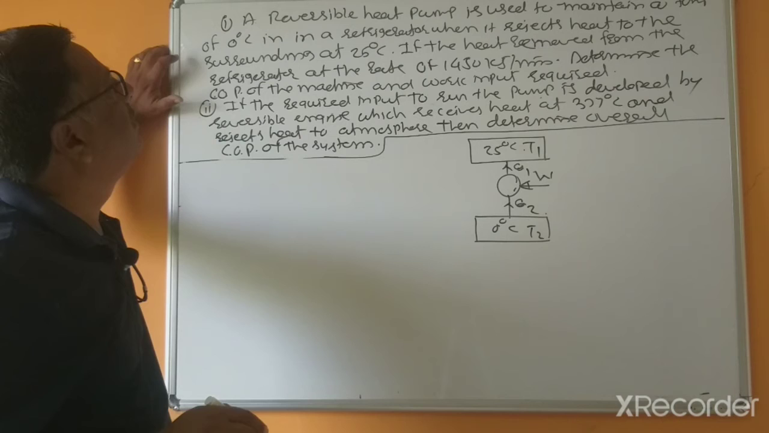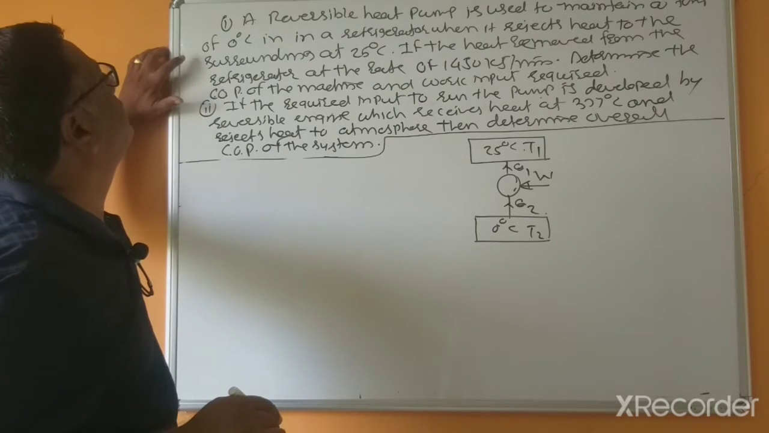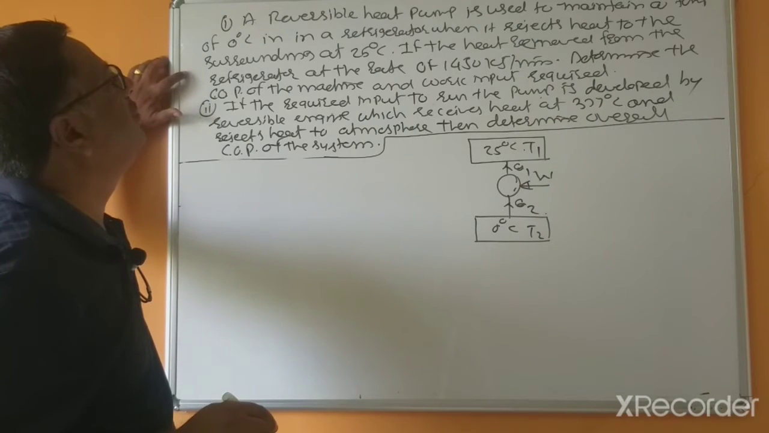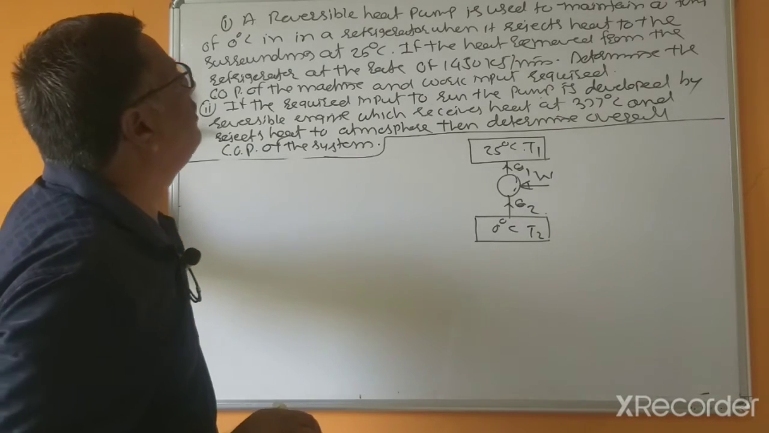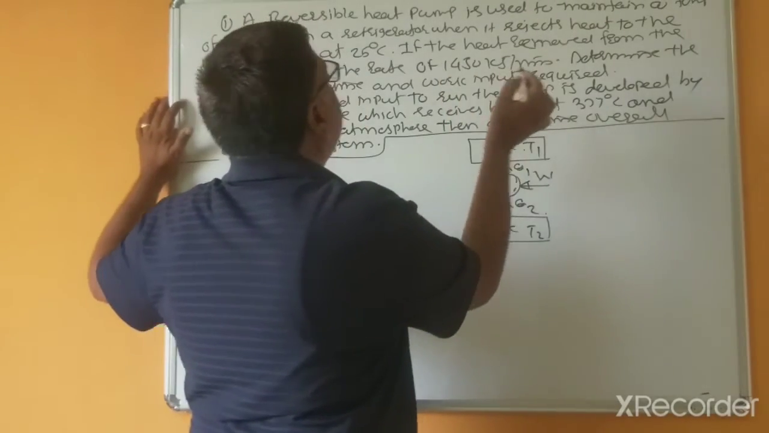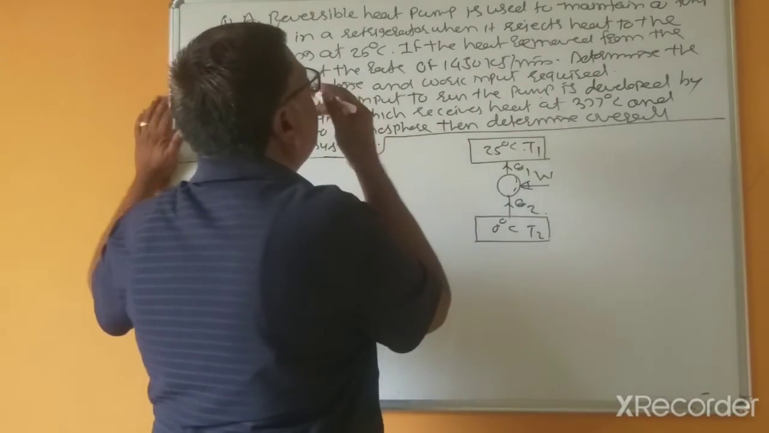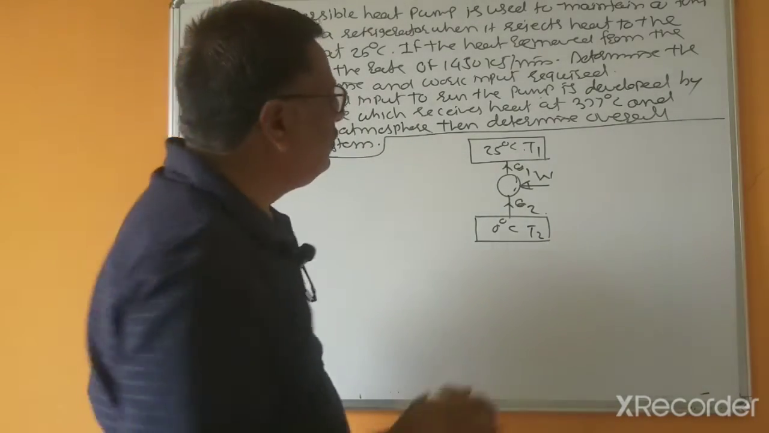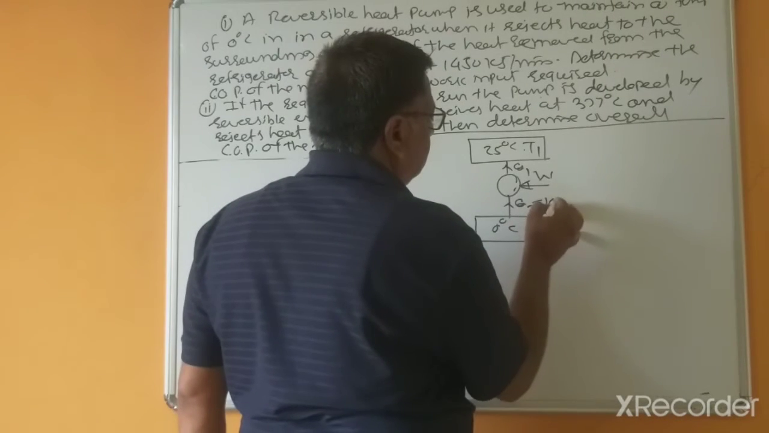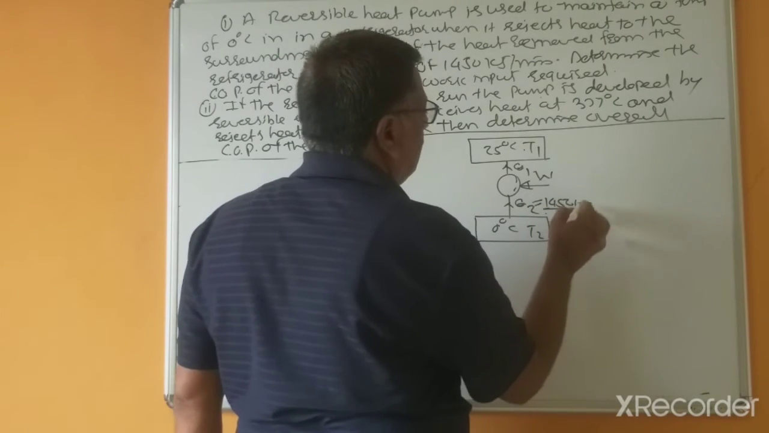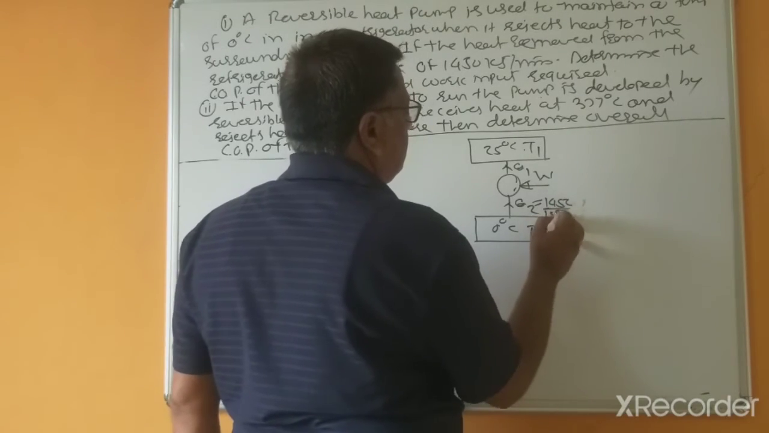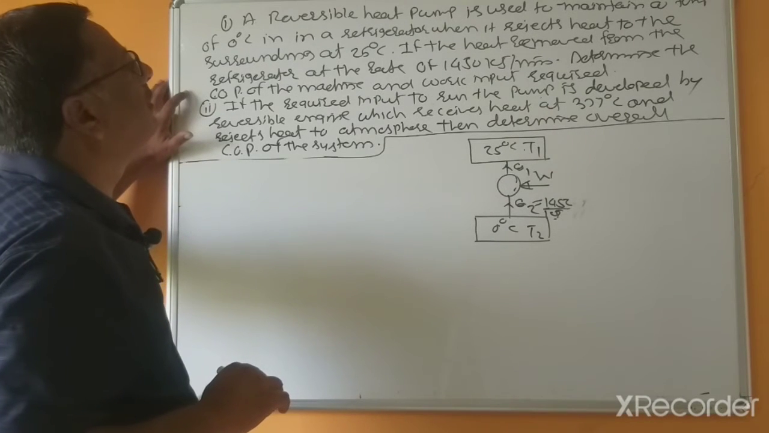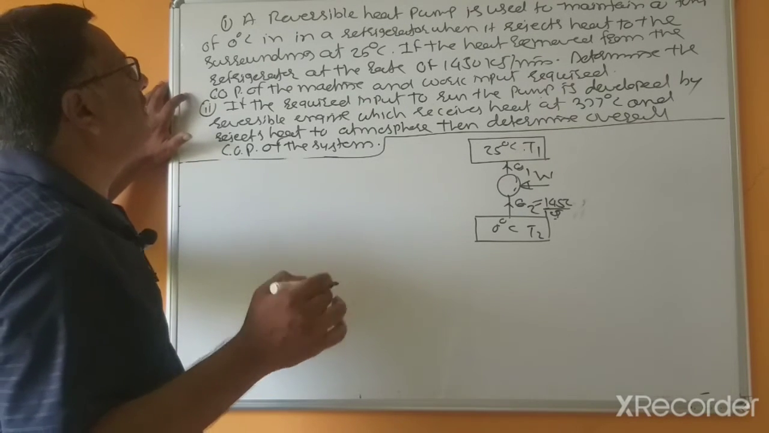So what is asked? A reversible heat pump is used to maintain the temperature of 0 degree centigrade when it rejects heat to the surrounding at 25 degree centigrade. If the heat removed from the refrigerator at the rate of 1450, so this is Q2 equal to kilojoule. Determine the COP of the machine and work.